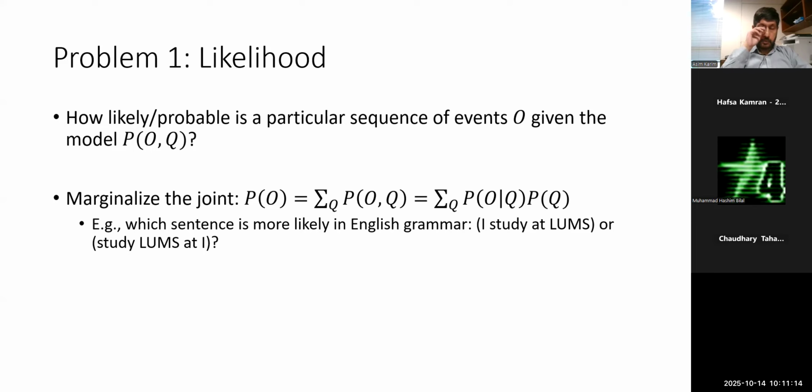So there are three problems that arise in this setting where you have two sequences O and Q. If you know this probability distribution, there are three problems and three corresponding applications. The first problem is called the likelihood problem. This means that you want to find the probability of O. What is O in our application? It's a sequence of words. But we know the distribution of O and Q, which means you have to sum out Q to find the probability of O.